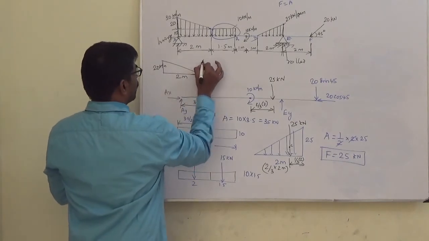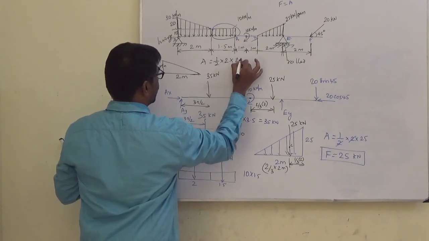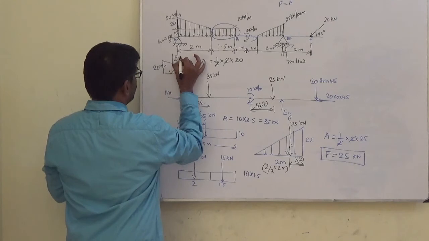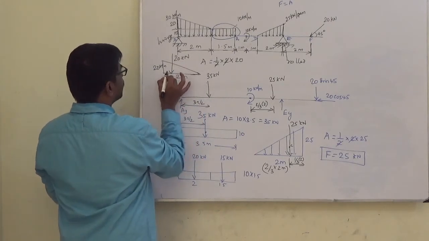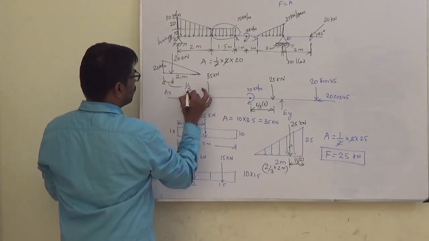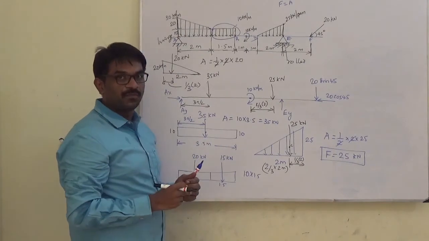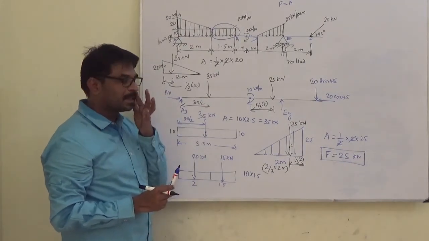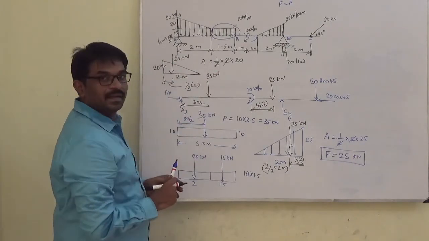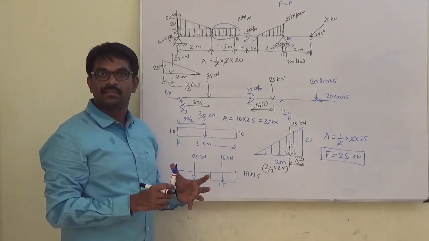Right? Now area is half into base into height. So 20 kilonewton force will be acting from this end, 1/3 of base. If you are coming from this end, it is 2/3 of the base. Right? So what we have essentially done? We have distributed forces acting on the bodies.